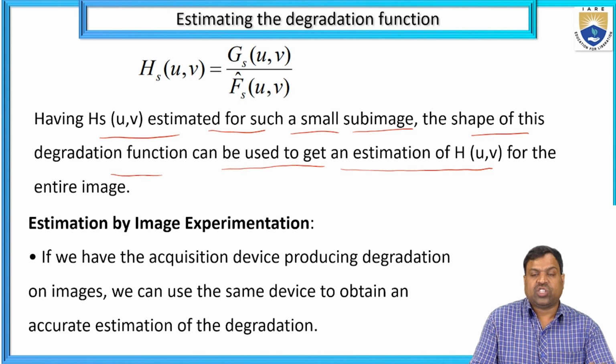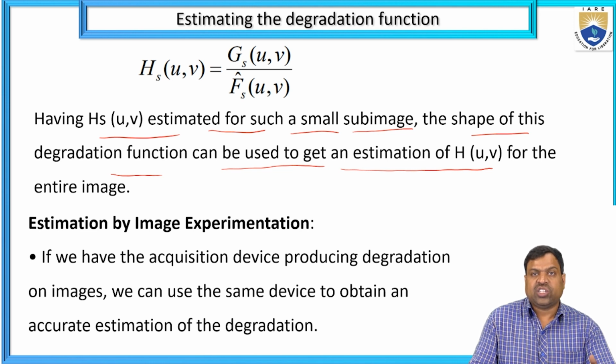So the estimated output H hat of u comma v is the estimated subimage. What is the shape of the image? That is the degradation function, that is H of u comma v. So G of u comma v is the degradation function divided by F dash, meaning the output image. That is the restored image.